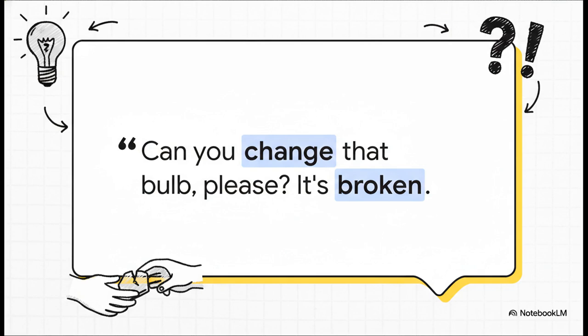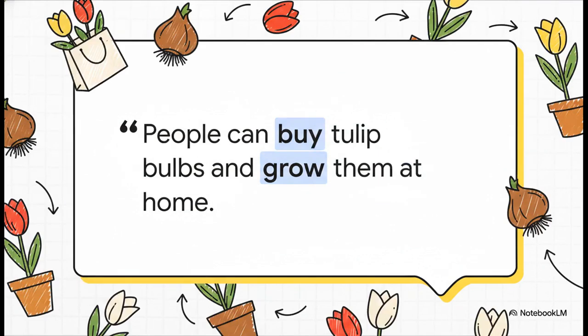So check out the example sentence for the first definition. "Can you change that bulb, please? It's broken." Just think about those words. Can, you, change, that, please, it's broken. They're all super common words we use every single day. There's literally zero confusion. And the second example? It's the exact same deal. "People can buy tulip bulbs and grow them at home." Again, it's perfectly straightforward.